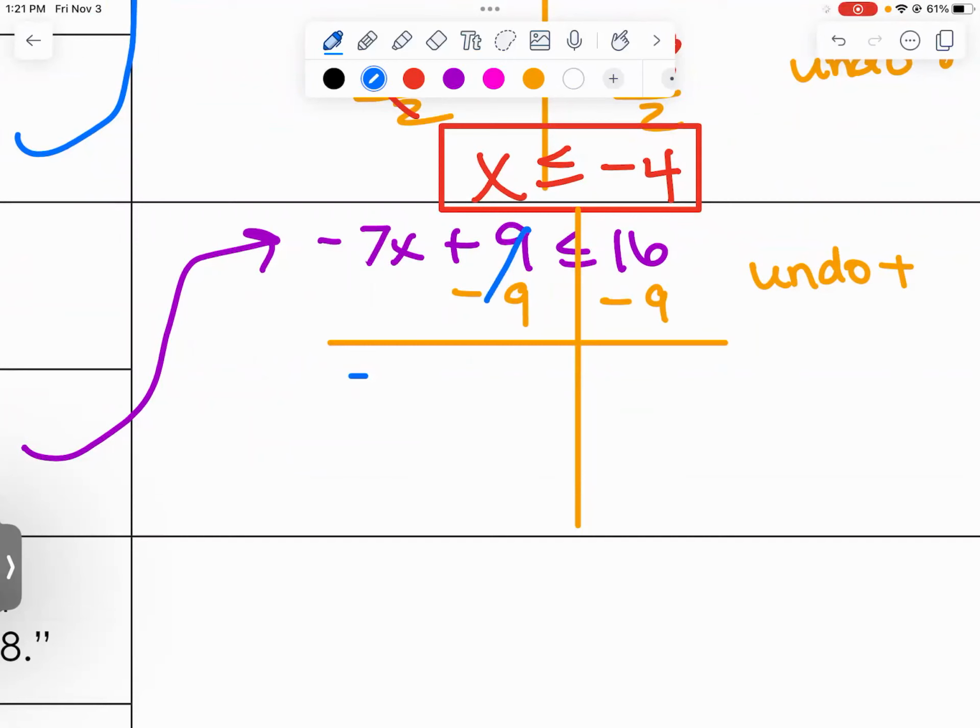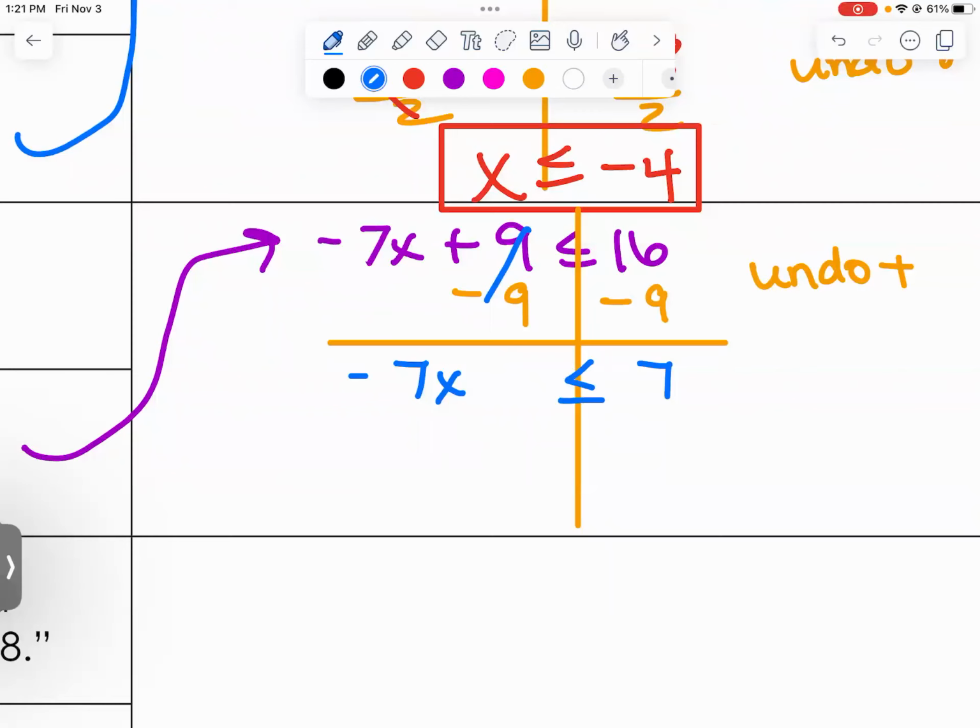Okay. So now we have negative 7x is less than or equal to 7. All we had to do, hey, Emma, just look up here. It's not a big deal. 16 minus 9. Oh, well, okay.